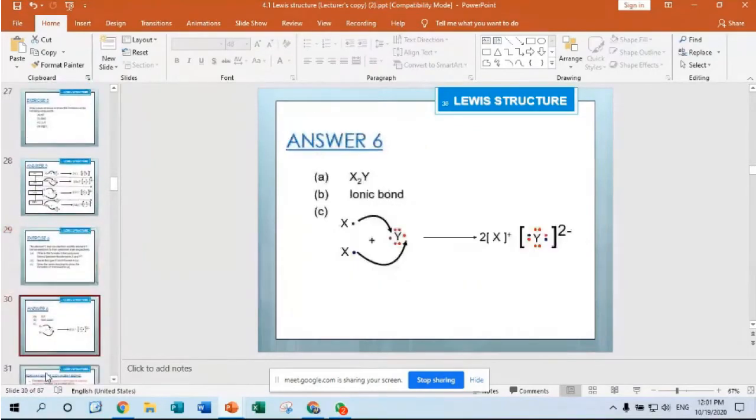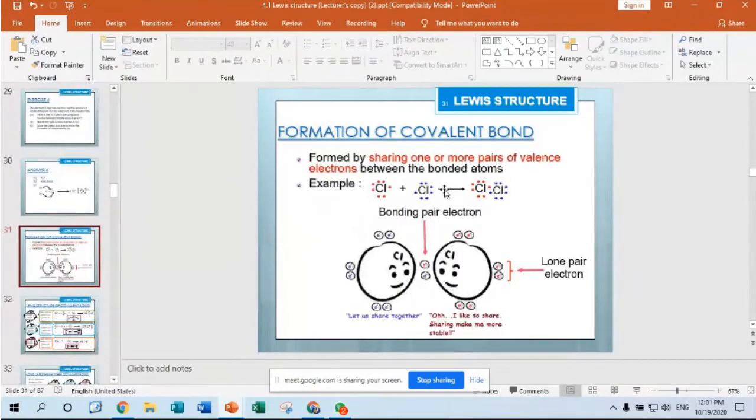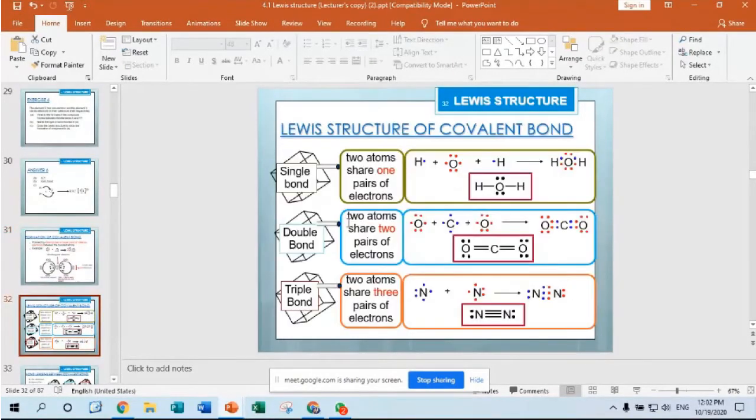Okay. Next, covalent bond is sharing of one or more pairs. So there is no arrow, just show the sharing, and then form a bond. So here we call it bonding pair. The rest over here we call lone pair. So we must compare the strength of the single bond, double bond, and triple bond, and then the length of the single bond, double bond, and triple bond as well.